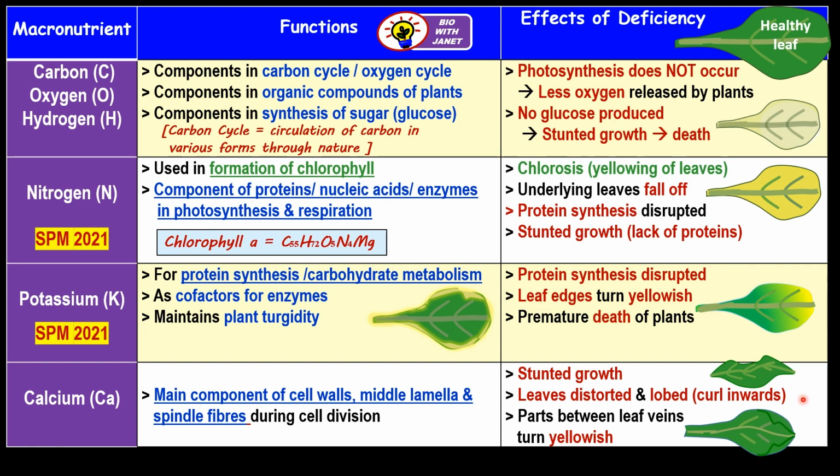Okay, the leaves look distorted, lobed, and crumpled. Some of the leaf edges may curl inwards or curl in a certain direction. Parts between the leaf veins will turn yellowish. So distorted leaves are one sign of calcium deficiency.